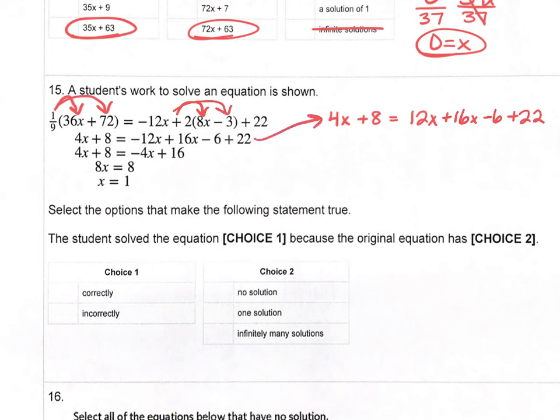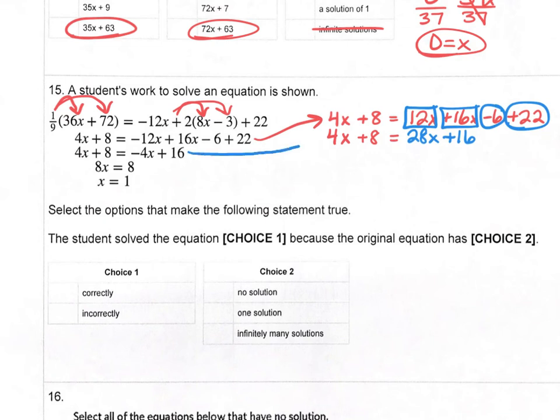And this matches. Now I'm going to combine like terms. On the right side, we have 12x plus 16x, which is 28x. Then we have negative 6 plus 22, which is positive 16. So now we notice that these don't look the same at this step. So this student worked it incorrectly. And we can see the error was that the student must have said 12x minus 16x to get negative 4x.